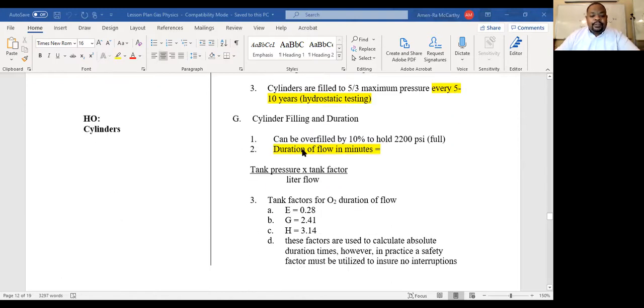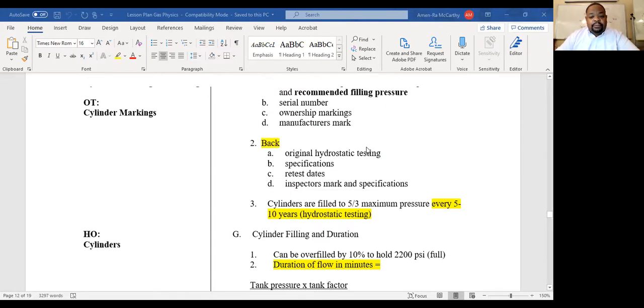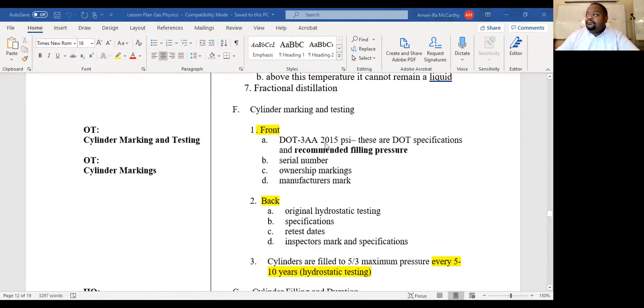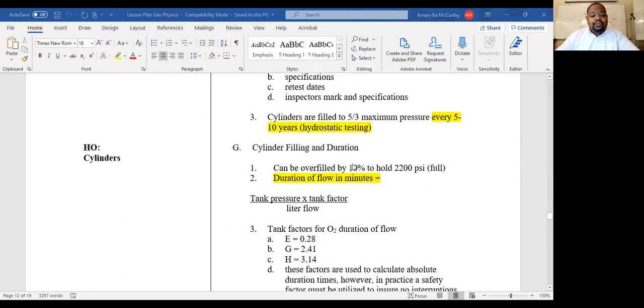All right, filling and duration. We talked about this yesterday also. Can be overfilled by 10%. Recommended filling pressure now is 2015 PSI. That's what the DOT recommends, okay? But they allow you to overfill by 10%, which will equal 2200 PSI, and that's considered full, okay?